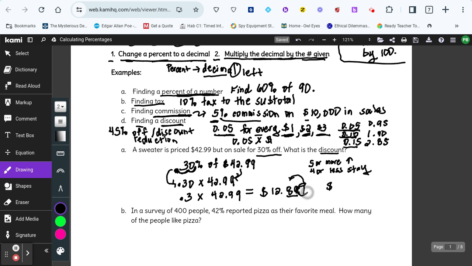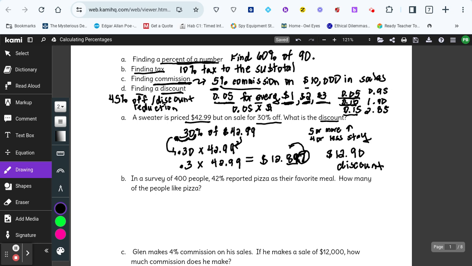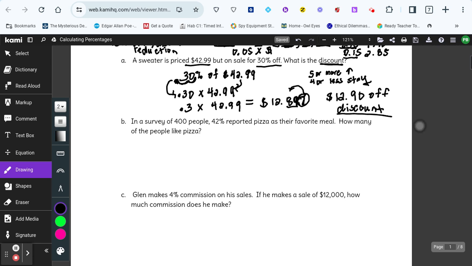But since this is a 7, that 7 tells 89 cents to go to the next, to add a penny, basically. 89 cents plus a penny would be 90 cents. So we'll say that the discount is $12.90. That's how much they would take off of $42.90. And then you would end up with what you would pay for the sweater, but they just want the discount. So this is the discount. So it's $12.90 off. All right, B.